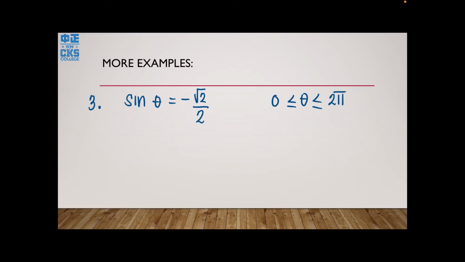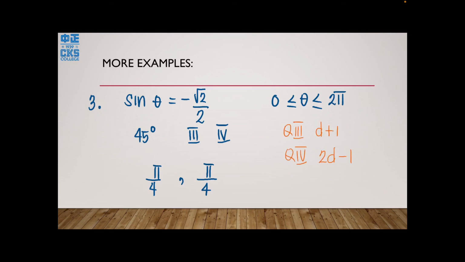Example number 3, sine theta is equal to negative square root of 2 over 2. And theta is between 0 and 2 pi. So using the table, I will know that sine has a value of square root of 2 over 2 if my angle is 45 degrees, and sine is negative in quadrants 3 and 4. Now, since the given interval is in radian, 45 degrees should be in radian. And we know that 45 degrees in radian form has a denominator of 4. So that would be pi over 4.